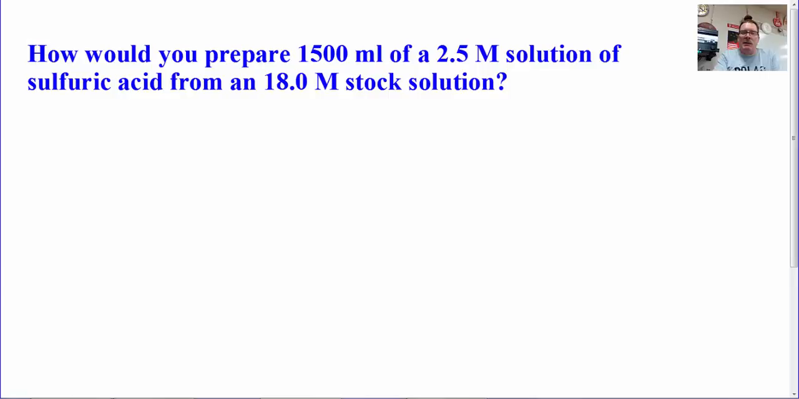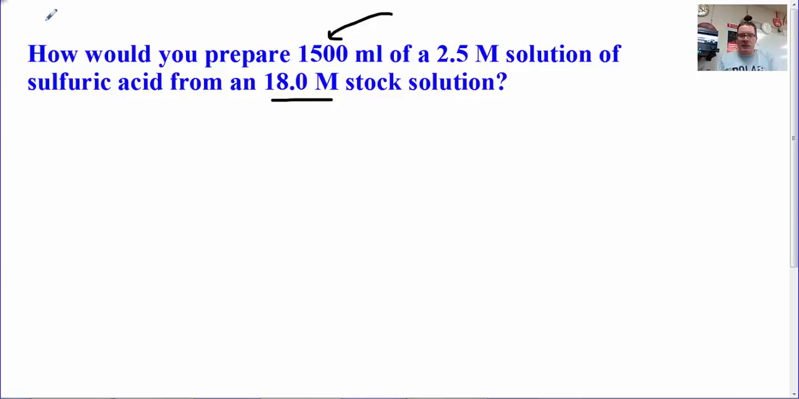And one of the most common types of questions is given to you right here, asking you how would you make or how would you prepare that dilution. So know that there are 2 things you have to answer here. I need to know how much of this 18 molar stock solution I have to take out. And then I'll have to figure out how much water I'm going to add to get to my total of 1,500 milliliters in my weaker 2.5 molar solution. Okay? So those are the 2 equations.